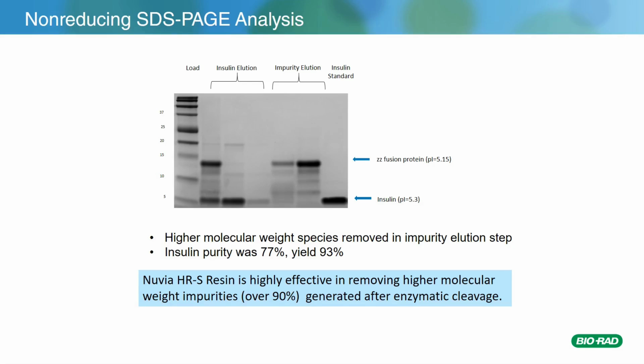This is the gel, and as you could see, the HRS does a really good job in cleaning up the insulin from cleavage impurities. The purity was 77%, and the yield was 93%.